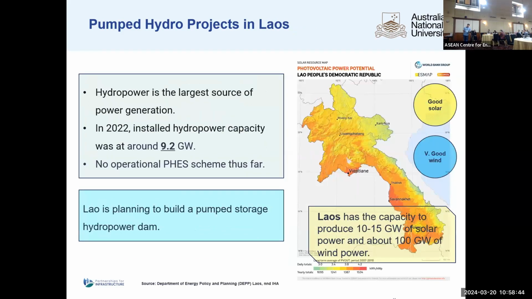Similarly, in Laos, hydropower is the largest source of power generation, at around 9.2 gigawatts in 2022. There is no operational pumped hydro scheme thus far, but Laos is planning to build a pumped hydro storage hydropower dam, and it has the capacity to produce about 10 to 15 gigawatts of solar power and about 100 gigawatts of wind power. So very good wind and good solar.